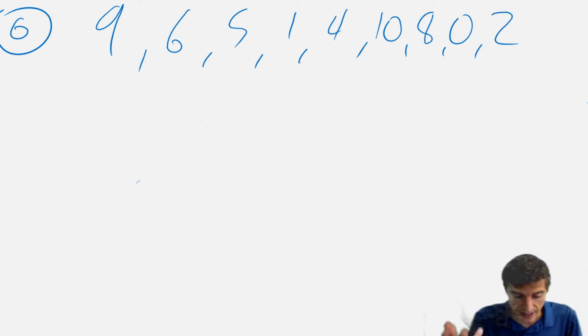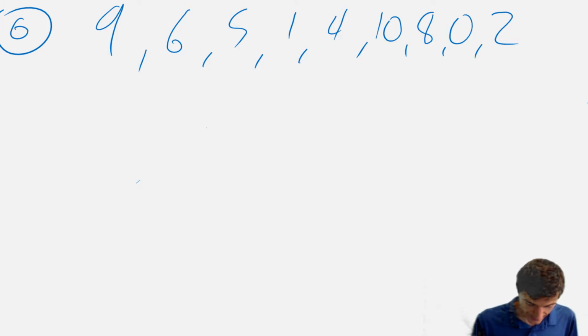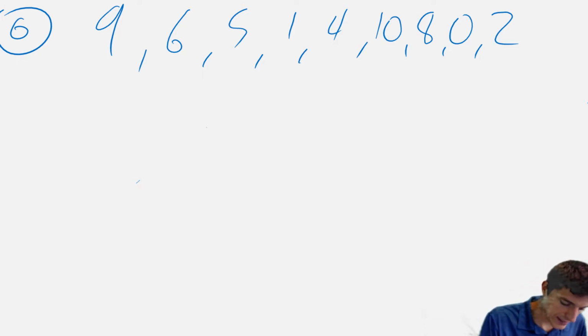So the mean deviation, I have to do one thing first. I have to find the mean. So 9 plus 6 plus 5 plus 1 plus 4 plus 10 plus 8 plus 0 plus 2, divided by, there's 1, 2, 3, 4, 5, 6, 7, 8, 9. Divided by 9. So the first thing is I found that the mean is 5.